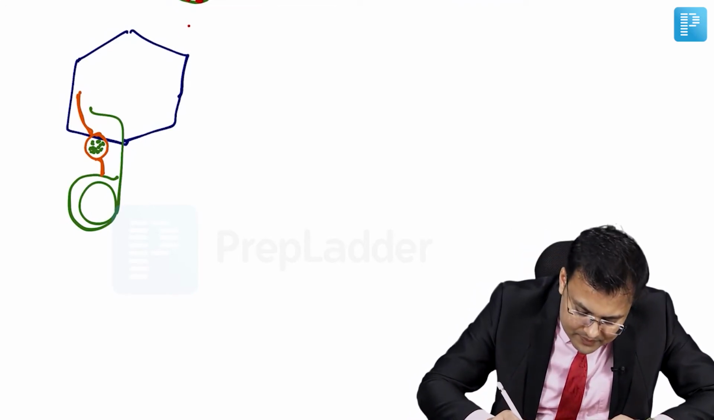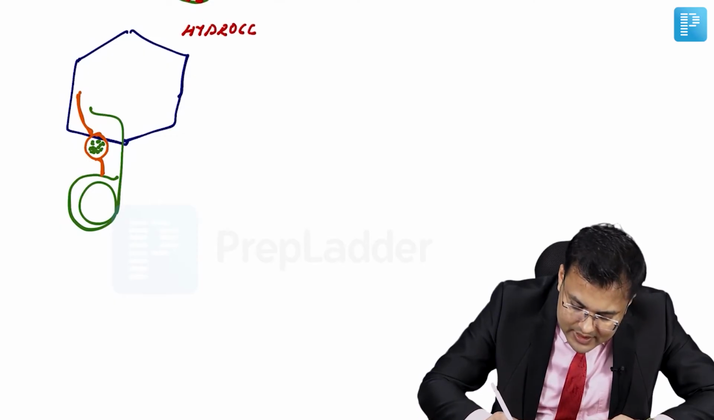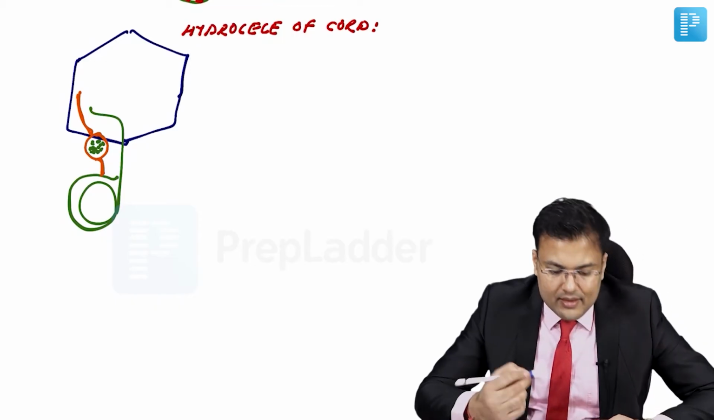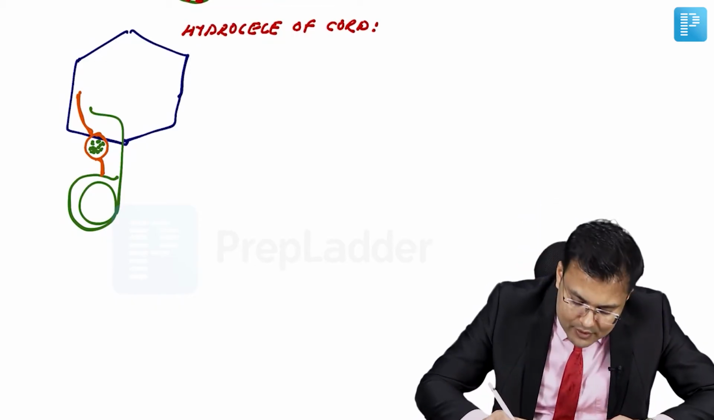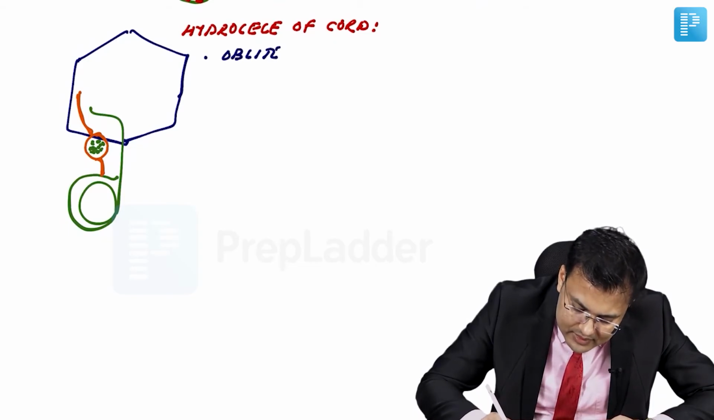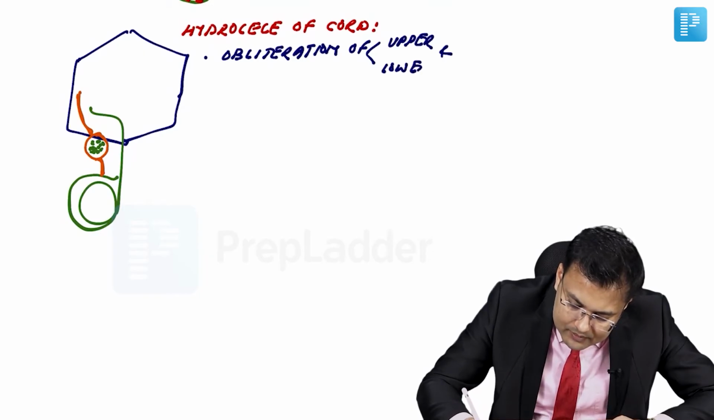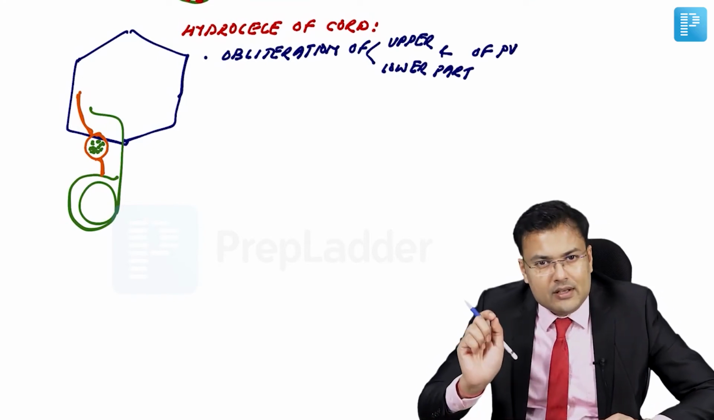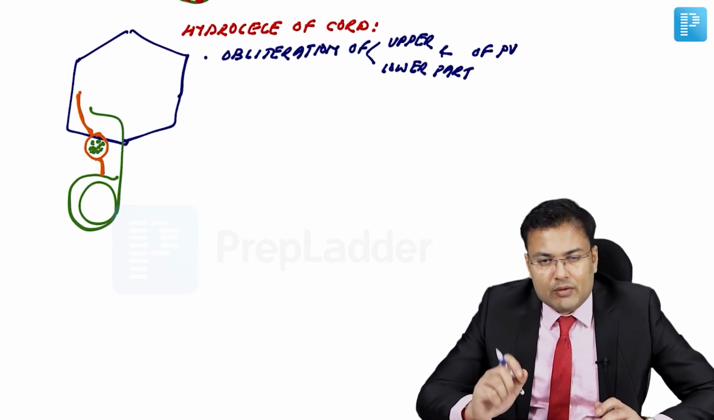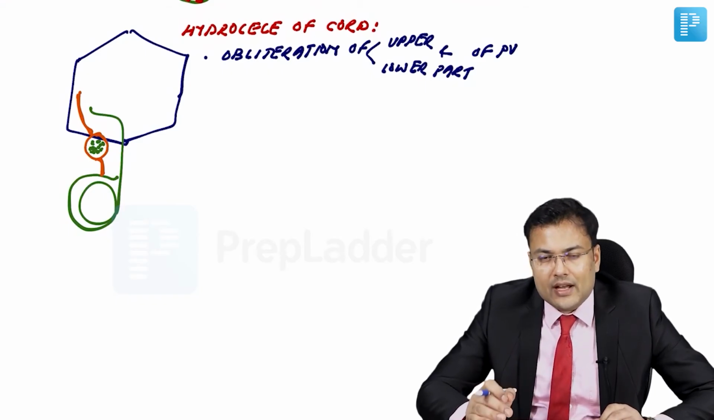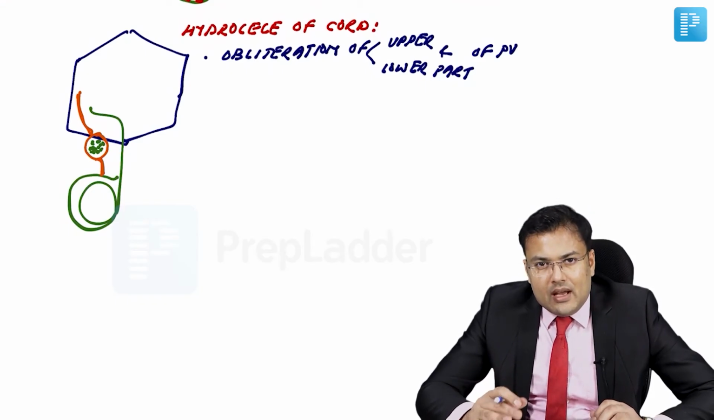So this is known as hydrocele of cord, and it is characterized by obliteration of upper and lower part of processus vaginalis with fluid collection, and there is a cystic swelling in relation to cord. So this is hydrocele of cord.